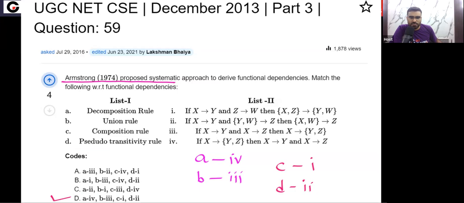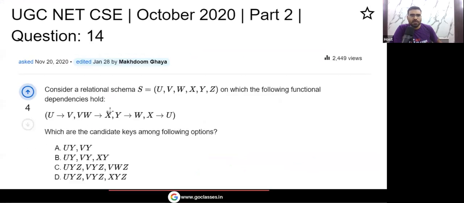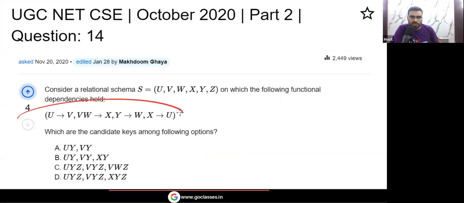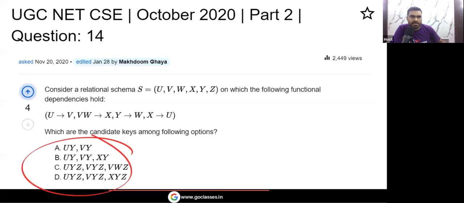Okay, let's move on. Let's solve this UGC NET October 2020 question. Consider the relation S(UVWXYZ) on which the following functional dependencies hold. Which of the following are the candidate keys? The question is asking for candidate keys. So let's solve it, very simple. Tell me which attribute does not appear on the RHS of any non-trivial FD?